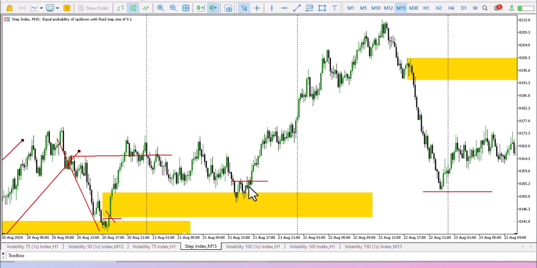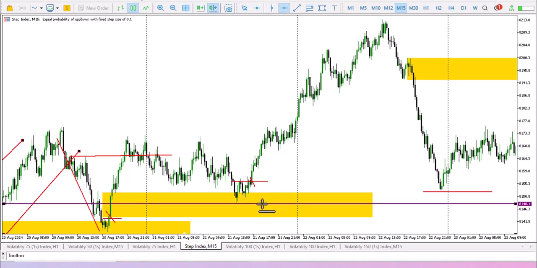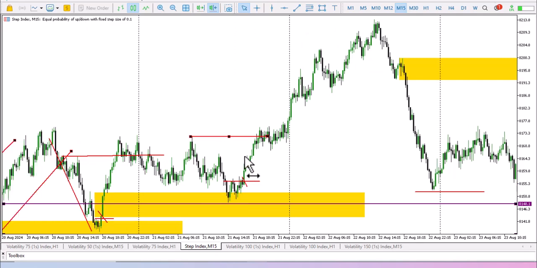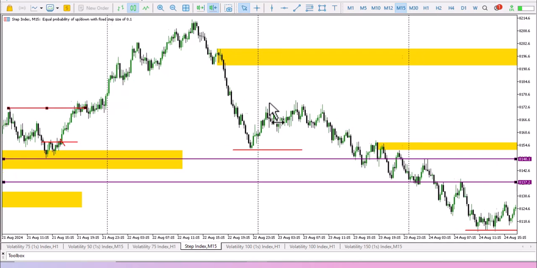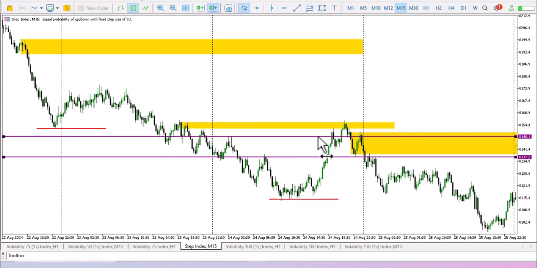So after this candle closed above this red line, as you can see, it's very close, but it closed above the high. As you can see, we would have entered our buy position at this particular zone at the latest, and our stop loss is going to go just below the structure, and our take profit is going at the next high, as you can see. So this is how you can take advantage of the H1 and the M15 when you are trading an index like step index, as you can see in this area.